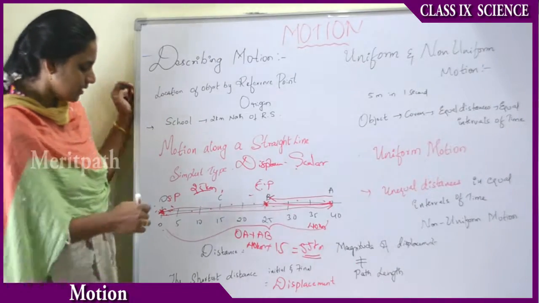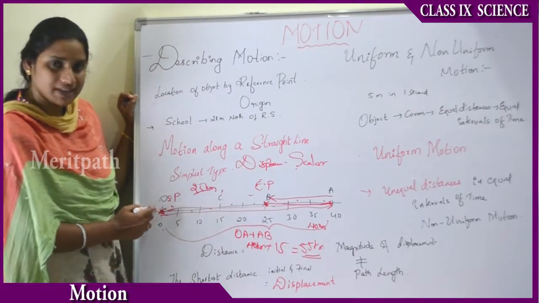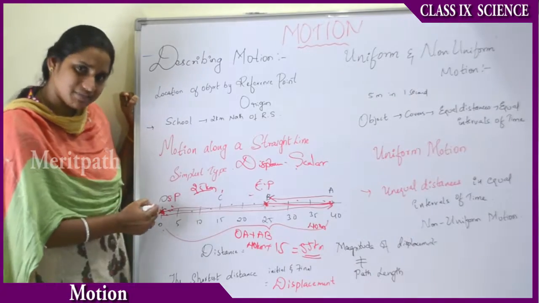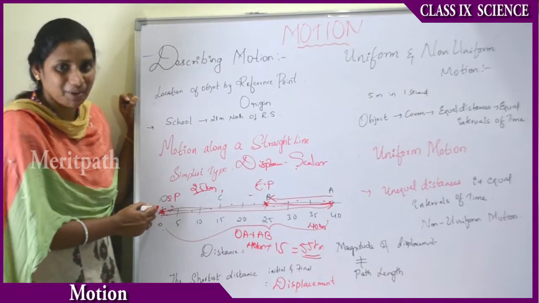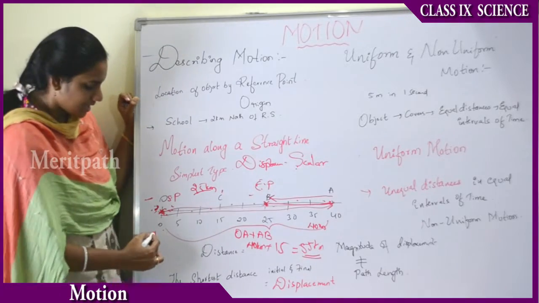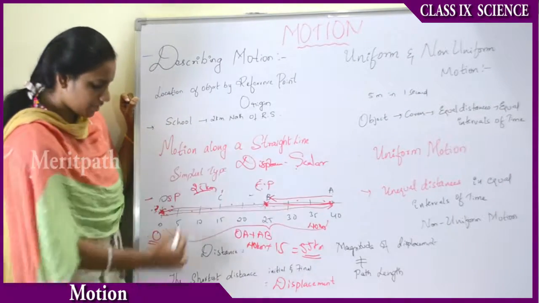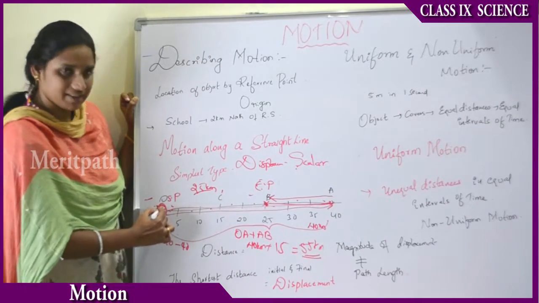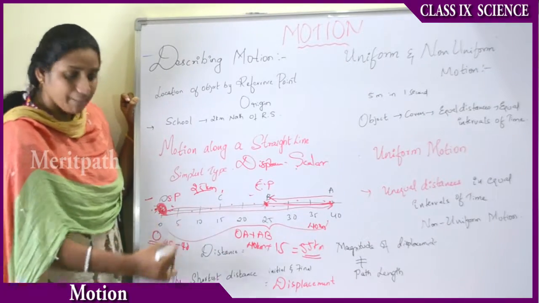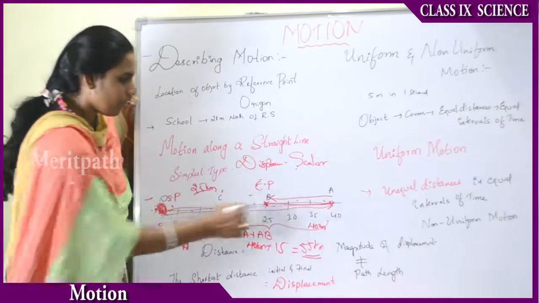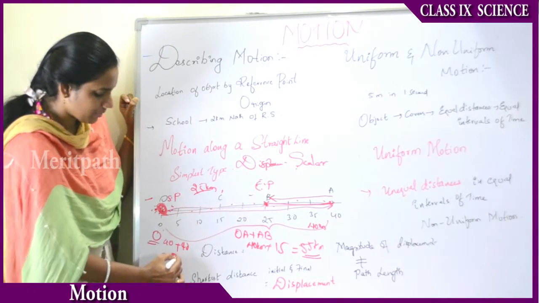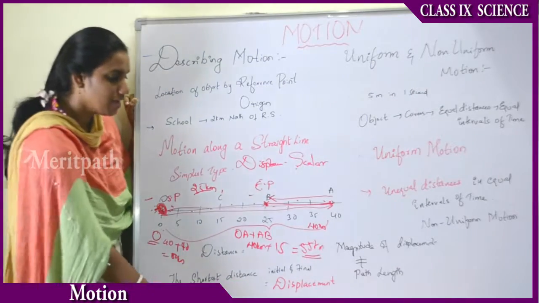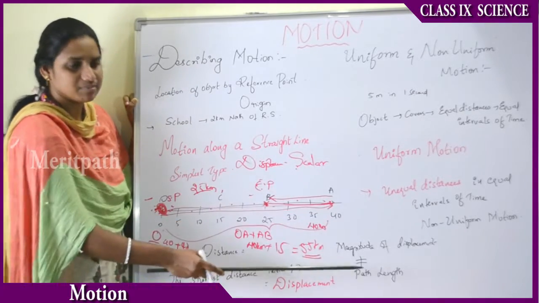Now I can say, if this is my starting point, I went to A and again I came back to O. That means this is my starting point and at the same time my ending point. Therefore the displacement is 0, because I went 40 kilometers and I came back 40 kilometers. That is, I am right here itself. That means the displacement is 0. But the distance I covered is 40 plus 40, that is 80 kilometers. Therefore, I can say that the magnitude of displacement is not equal to the length of the path. This is the statement of what I am saying.